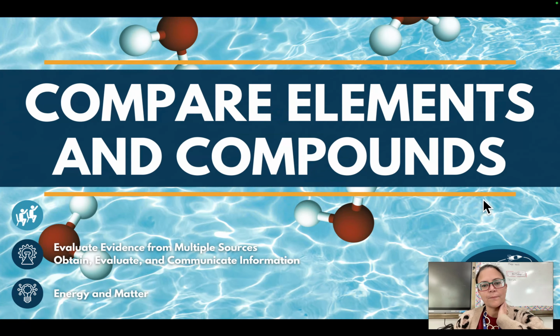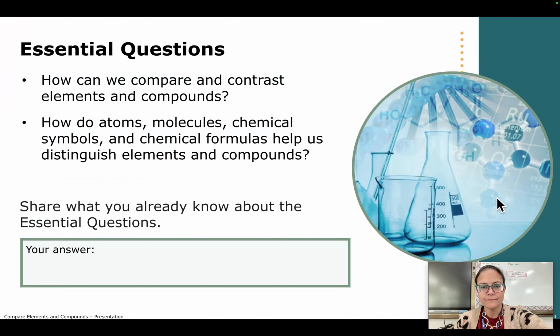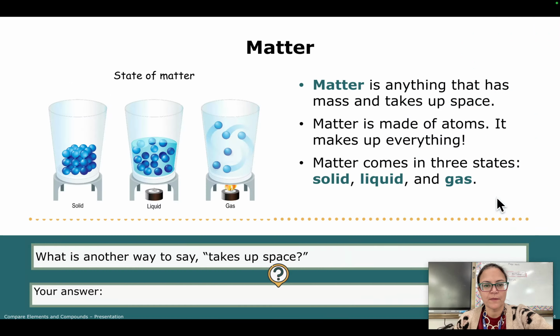Okay, so today we are comparing elements and compounds. Our essential questions for today's slides are: how can we compare and contrast elements and compounds? Hopefully we know what compare and contrast means. Compare, what do they have in common? Contrast, what do they have that's different? How do atoms, molecules, chemical symbols, and chemical formulas help us distinguish elements and compounds? So think about what you already know, and we'll go from there.